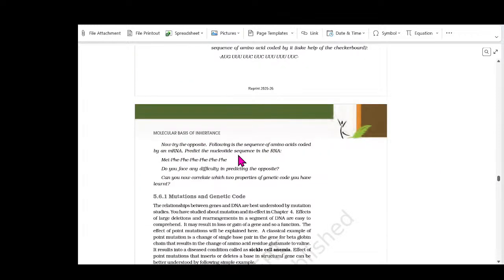Following is the sequence of amino acids coded by a messenger RNA. Predict the nucleotide sequence in the RNA. The amino acids given are methionine, then phenylalanine 6 times. Do you face any difficulty in predicting the opposite? Can you now correlate which two properties of the genetic code you have learned?